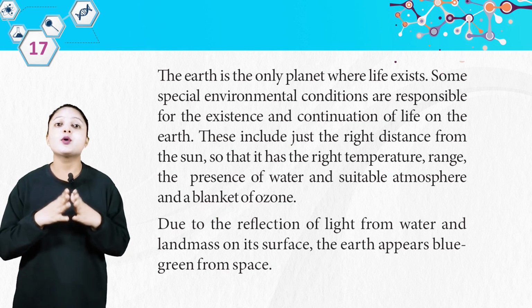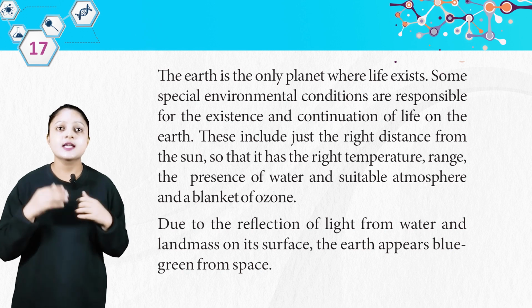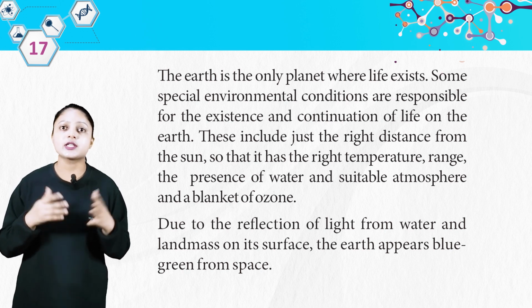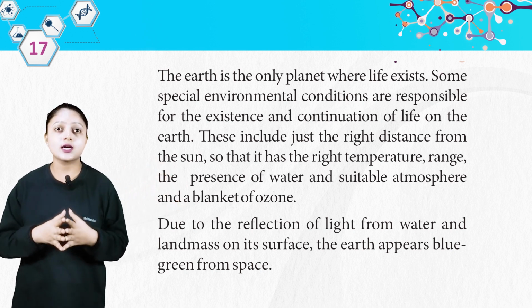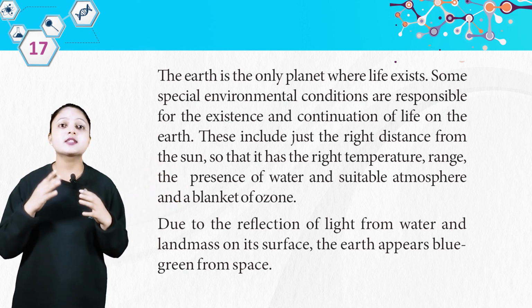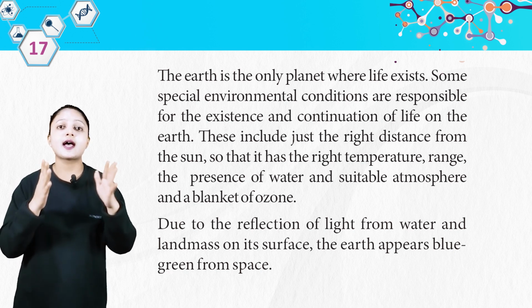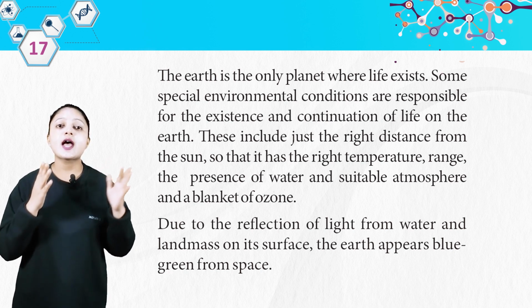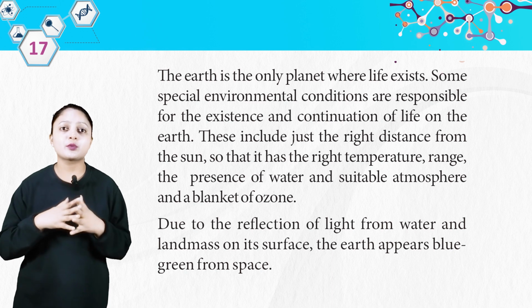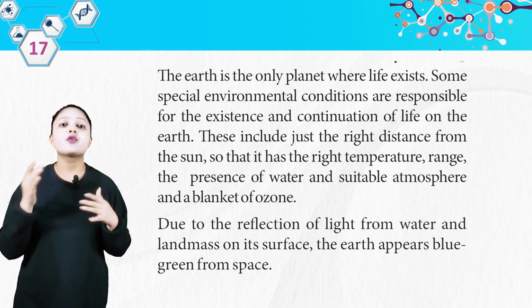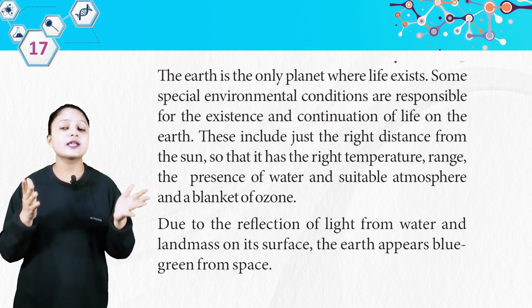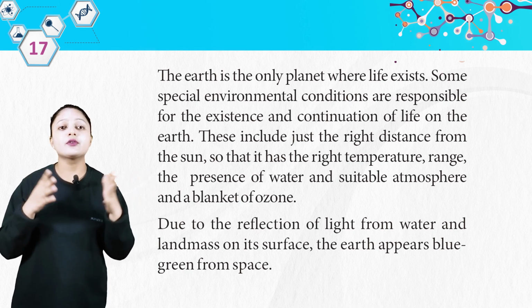The Earth is the only planet where life exists. Some special environmental conditions are responsible for the existence and continuation of life on the Earth. These include just the right distance from the sun so that it has the right temperature range, and the presence of water, a suitable atmosphere and a blanket of ozone. Due to the reflection of light from water and landmass on its surface, the Earth appears blue-green from space.